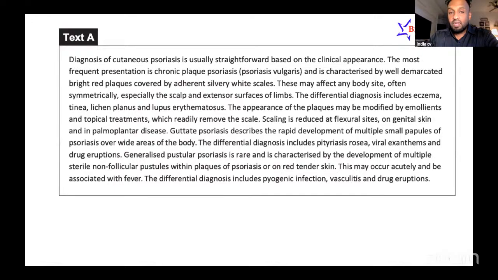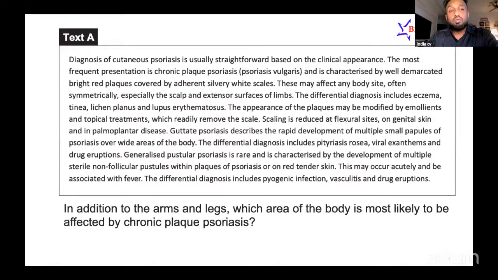Now let's go to part B. Okay, no, not part B. We're still on part A. One more question will do. Now I just wanted to show you something. Even with some common nouns, they can also use synonyms. So you should understand. Now, if you read this question: in addition to the arms and legs, which area of the body is most likely to be affected by chronic plaque psoriasis?